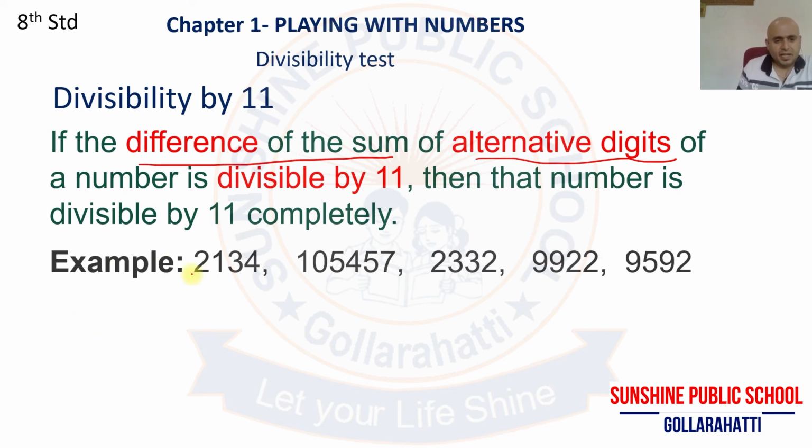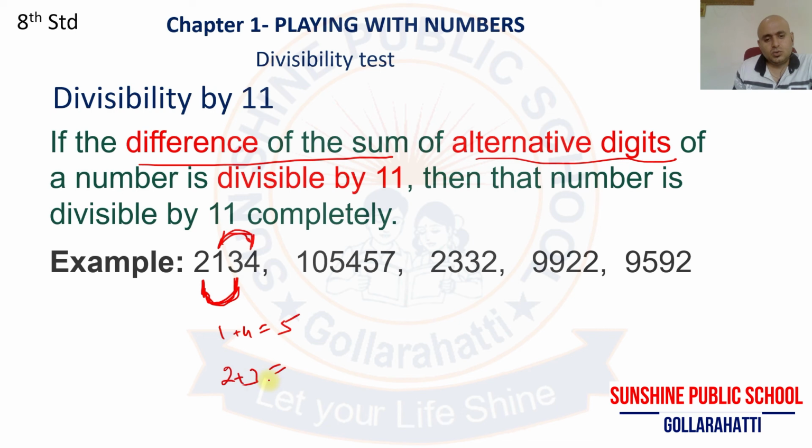So first example, I am taking 2134. So in 2134, 4 is an odd-position digit, 3 is an even-position digit, 1 again is odd, and 2 is even. So you have to add these two, that is 1 and 4. If you add 1 and 4, it equals 5. And you should add 2 and 3, the even digits. 2 plus 3 is 5.